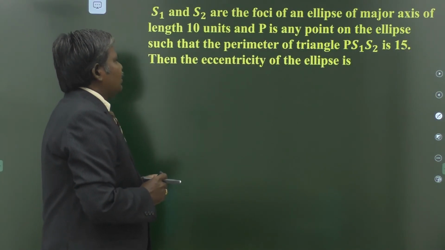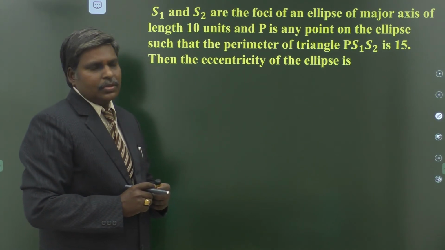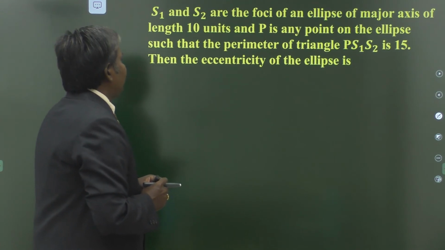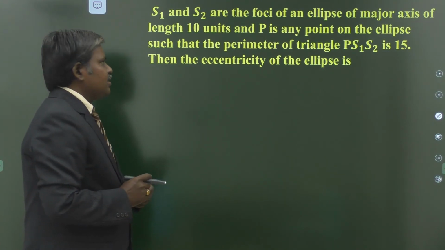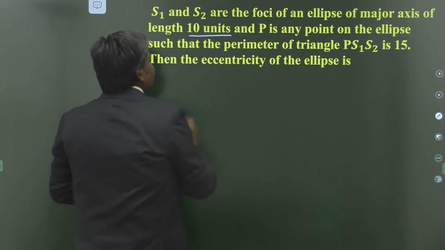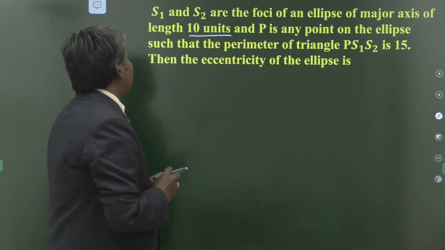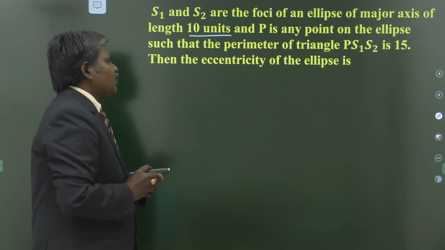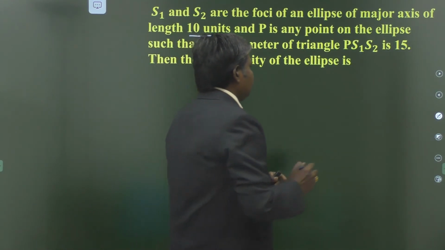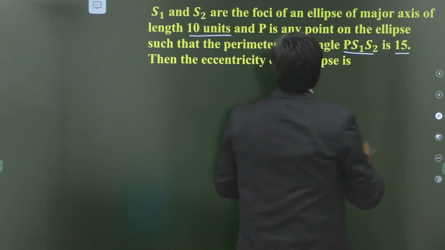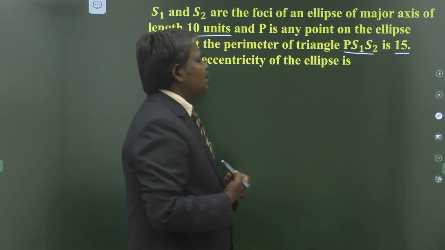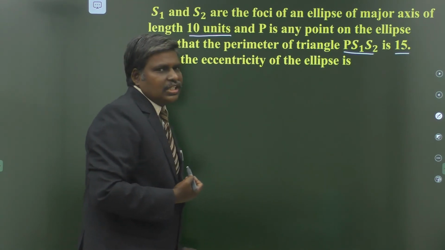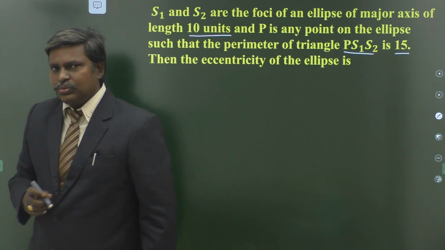S1 and S2 are the foci of an ellipse of major axis of length 10 units, and P is any point on the ellipse such that the perimeter of the triangle PS1S2 is 15 units. Then what is the eccentricity of the ellipse? It is also a very simple question for you.